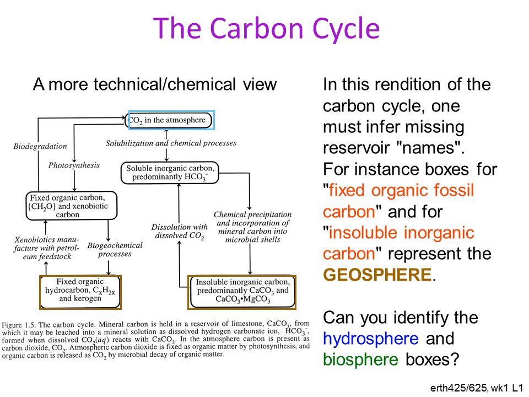We also have soluble inorganic carbon, predominantly as bicarbonate anion. That's in the center part of the diagram. That's obviously carbon dissolved in water. And then we see two boxes highlighted in brown. One says fixed organic hydrocarbon and kerogen.